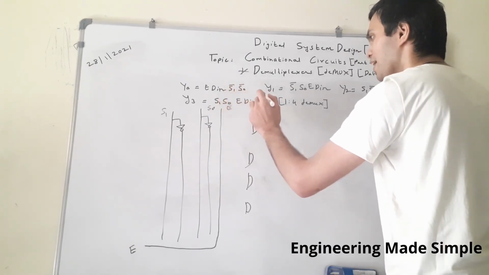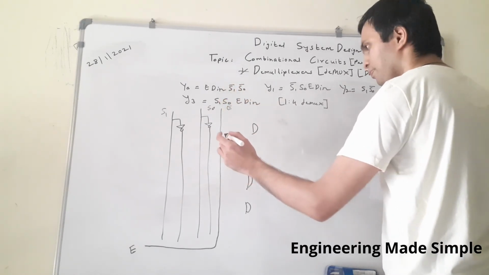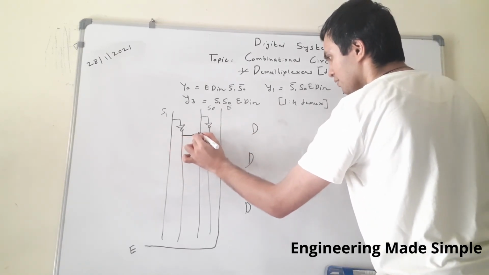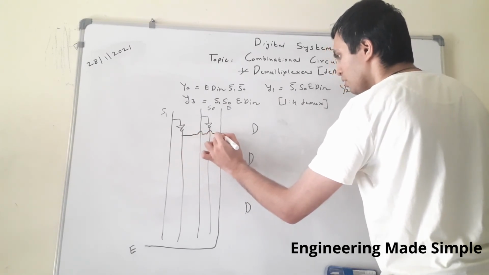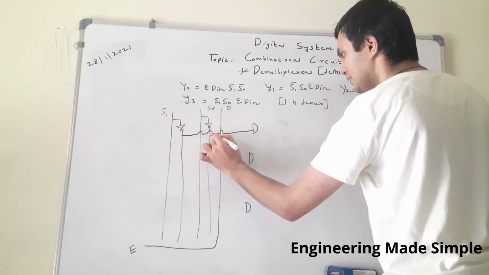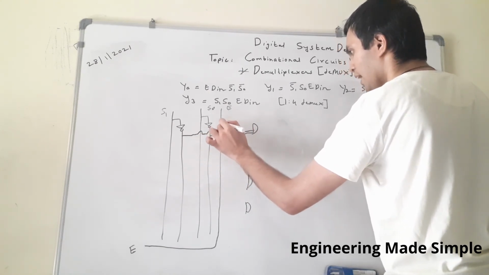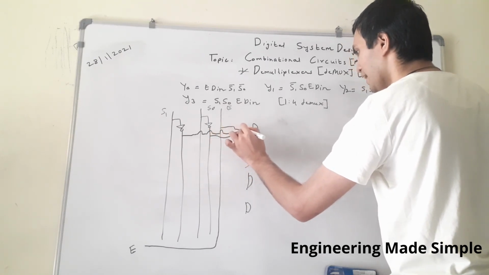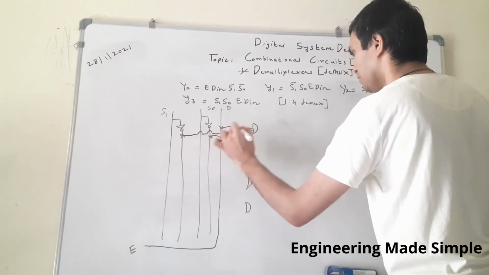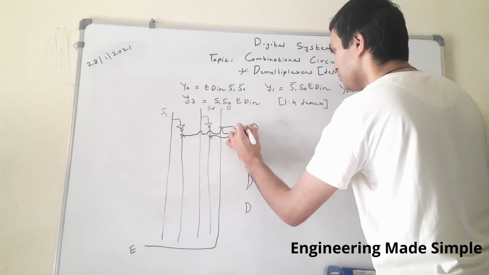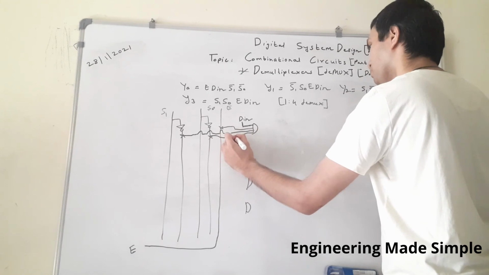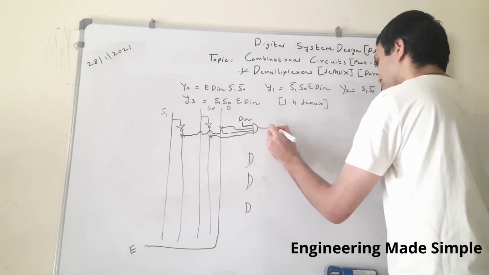What is our first term? E D_in S1 bar S0 bar. So let us connect S1 bar and S0 bar, and the enable input is also multiplied, so we'll take the enable input also. Last but not least, the input signal needs to be applied. So these 4 inputs are applied to the AND gate, and that will generate your output y0.